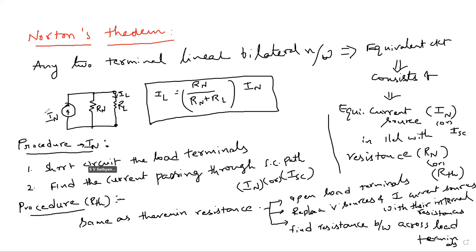So to calculate this current source IN, we need to short circuit the load terminals and find the current which is passing through the short circuit path. How to calculate RN should be the same procedure as your RTH. We apply the same procedure and the value we obtain, we substitute in the RL place. RL is whatever they mention in the problem: whatever resistance they ask the current through, that will by default be your load resistor. Clear the theoretical part.